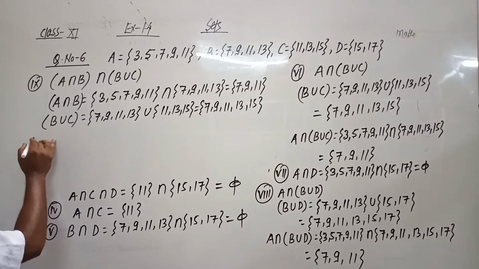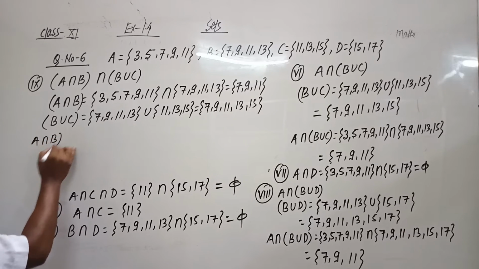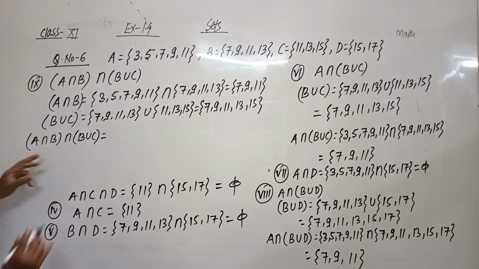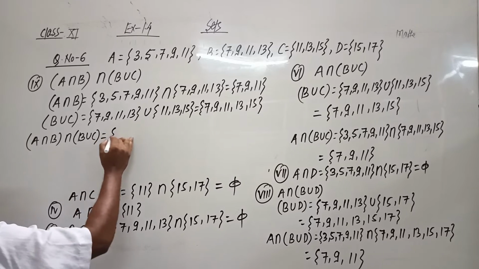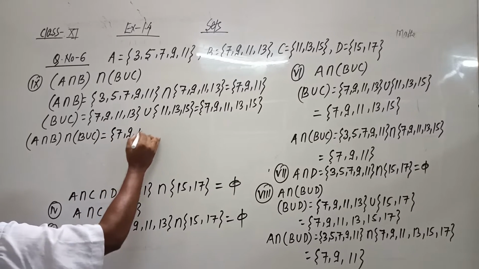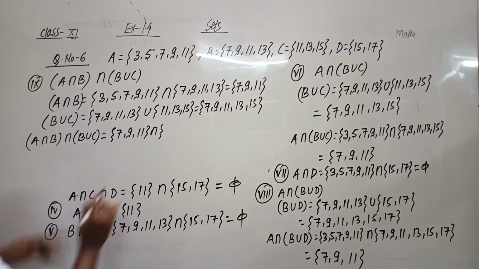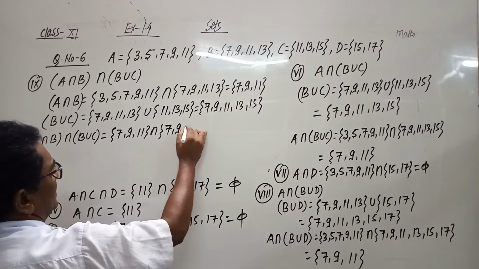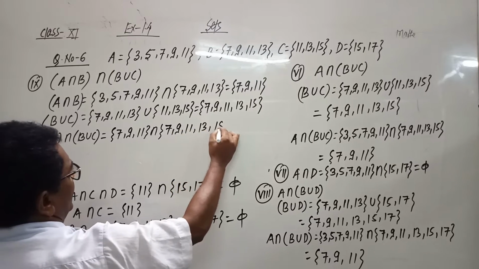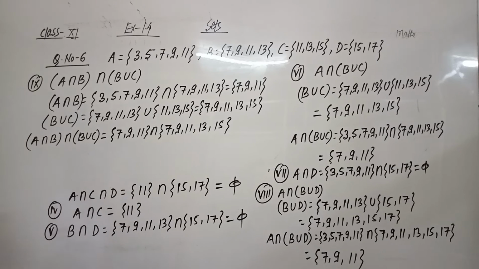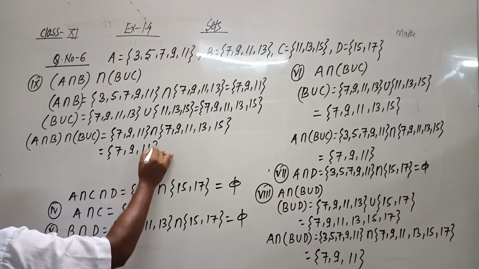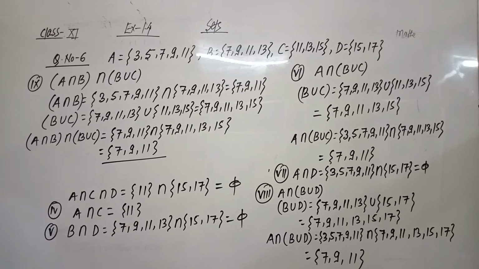Then we will find A intersection B and intersection B union C. The value of A intersection B is 7, 9 and 11. Intersection, the value of B union C, 7, 9, 11, 13, 15. Now what is common in both the sets? 7, 9, 11 is the common. So this is the result of A intersection B intersection B union C.